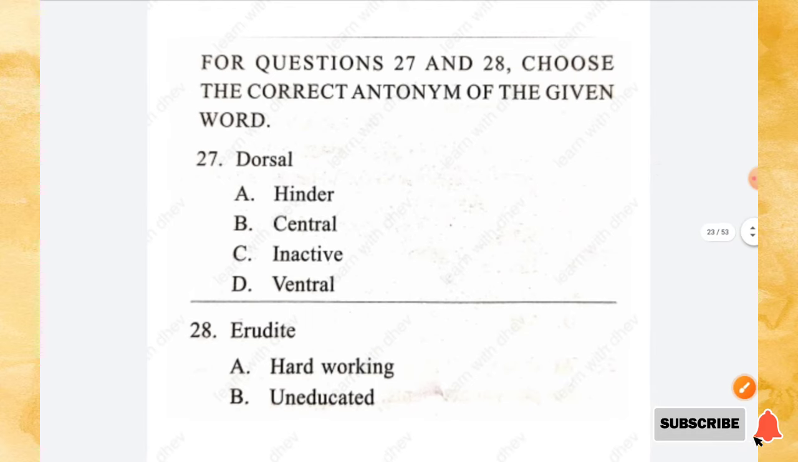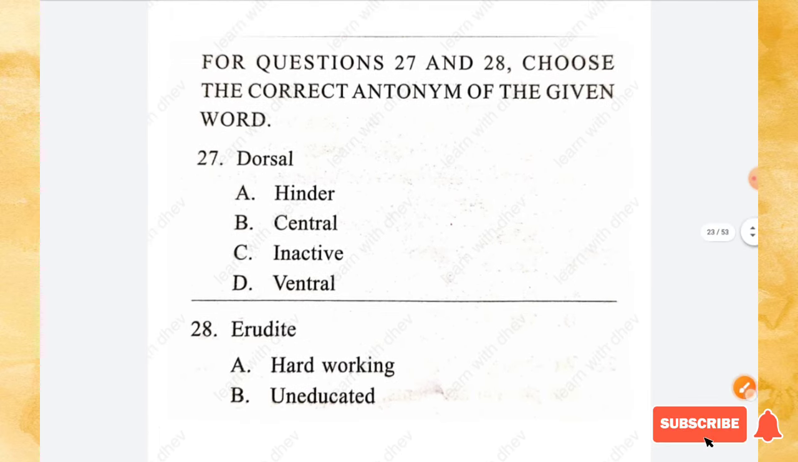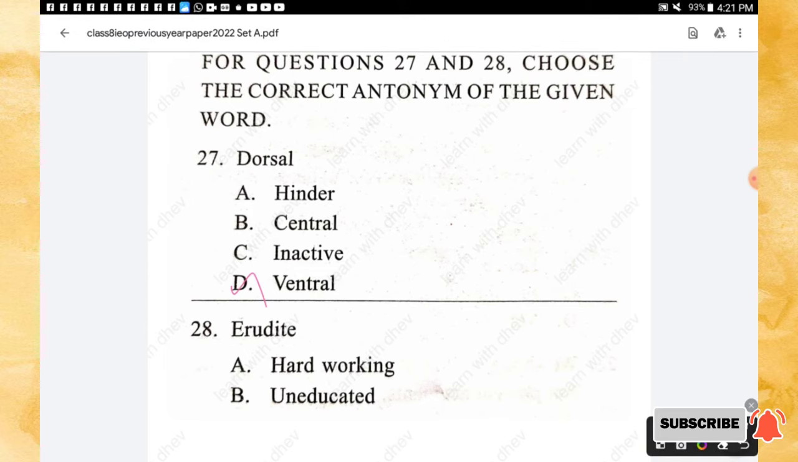For questions 27 and 28, choose the correct antonym of the given word. Opposites. We have to find the opposites of the given word. Question number 27, dorsal. Options are: hinder, central, inactive, ventral. The right answer is option D, ventral. The opposite of the word dorsal is option D, ventral.